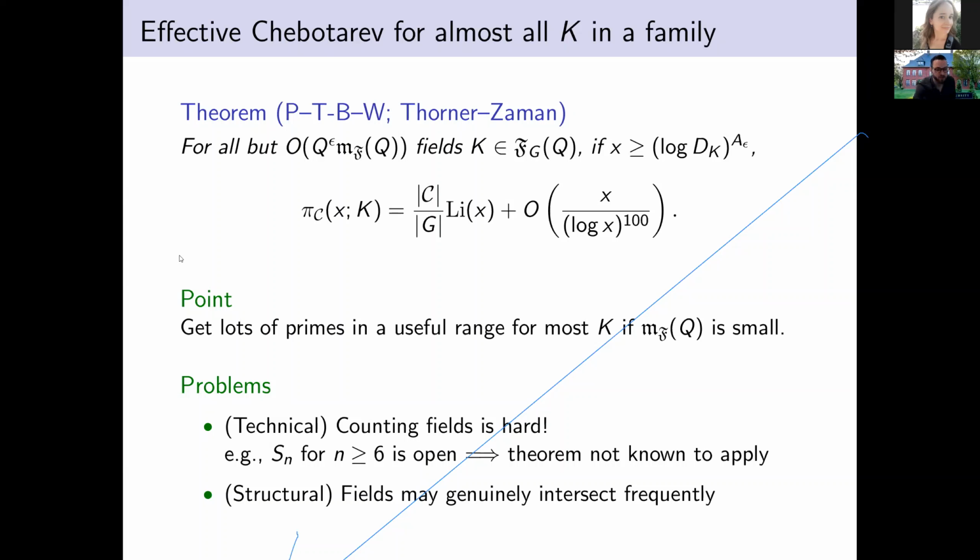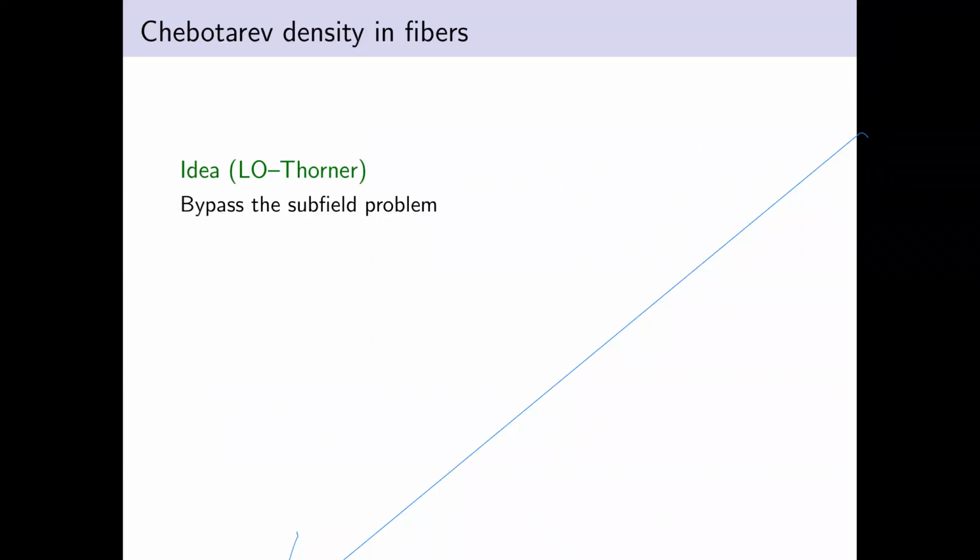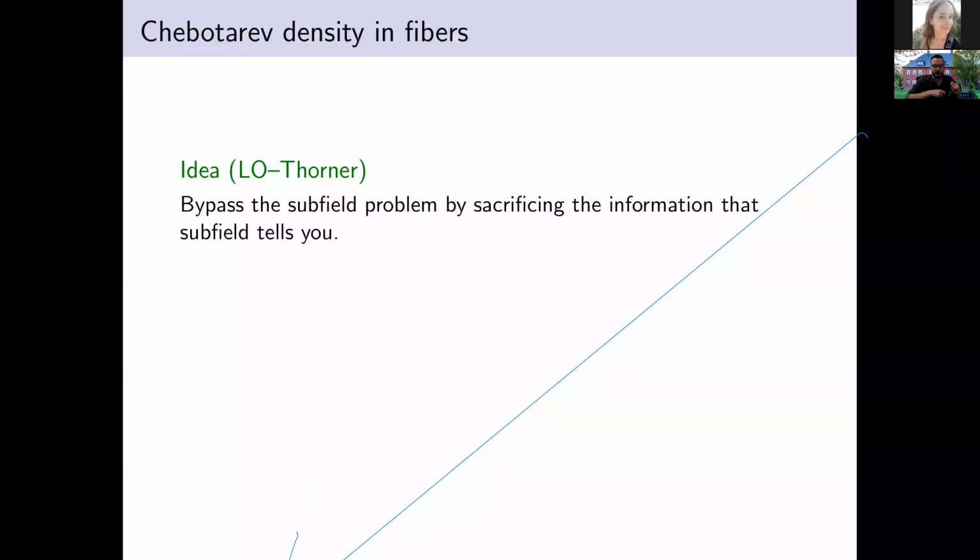So it's these issues that my work with Jesse is hoping to bypass. In particular, we're going to bypass the subfield problem by finding some way to get past these issues. But because the subfield problem is structural, we're necessarily going to have to give up some information. In particular, the information we're going to have to give up is the information that the subfield we're trying to bypass tells us.